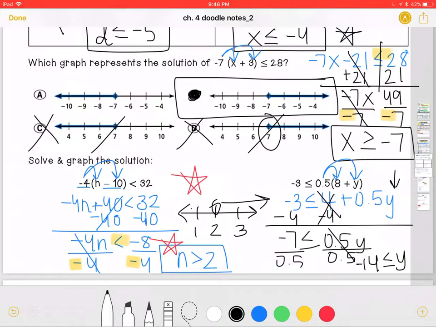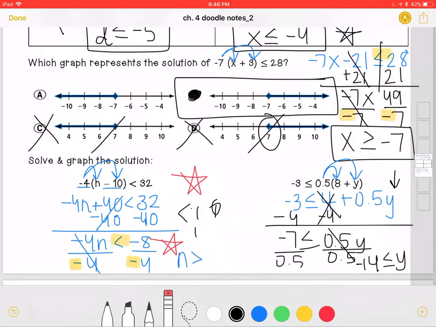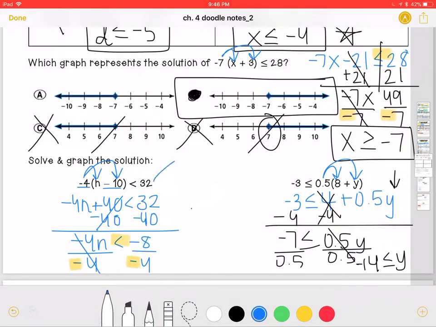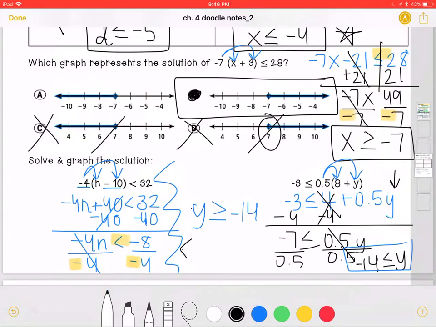Now, I don't really like to see it in this order. I'm going to get rid of some of this so we have some more space. Let's keep this one over here. I would prefer your variable come first, so I would rewrite it as y. Now, if you flip where your y and your 14 is, you also flip the sign. And now it's easier for you to graph.